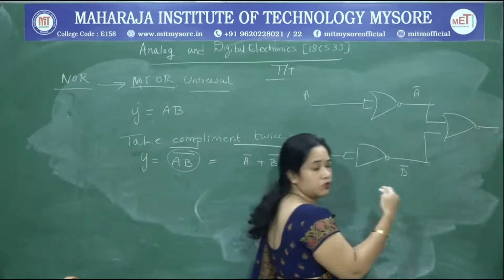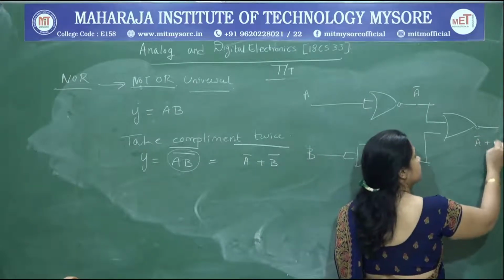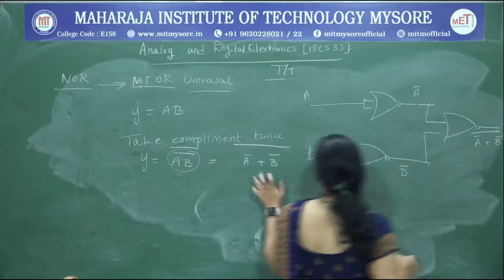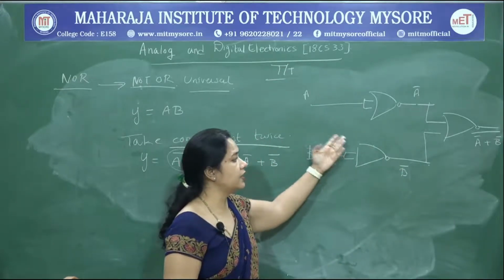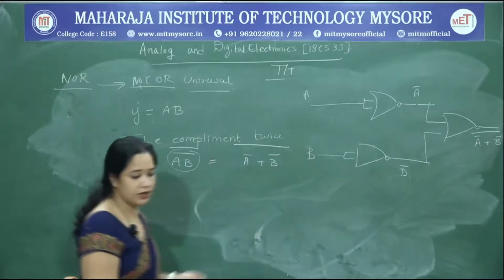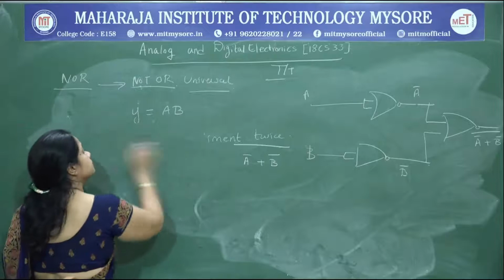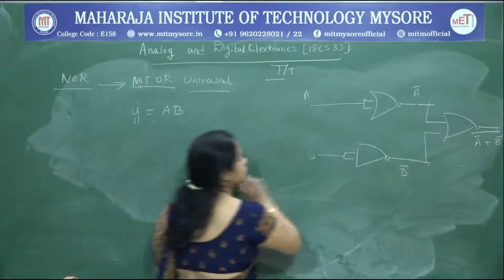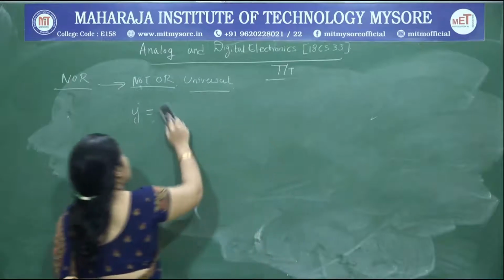So what is the output of NOR gate? This plus this whole bar. So it is A bar plus B bar whole bar. Is this not the same? So what have I realized? I have realized AND gate using NOR gate. So similarly, OR gate can also be realized using NOR gate. Very simple. What is the expression for OR?